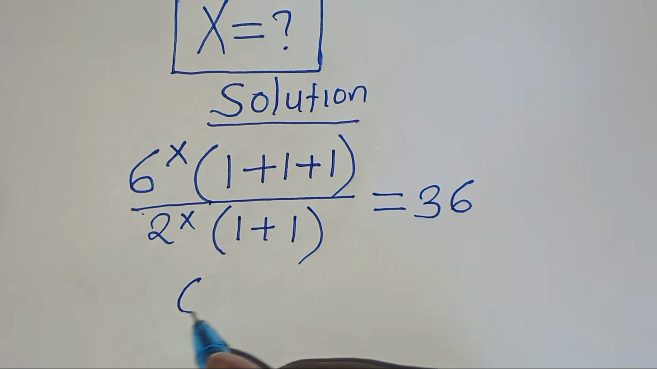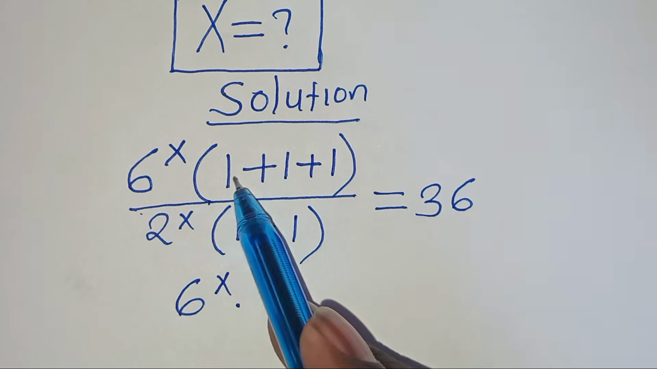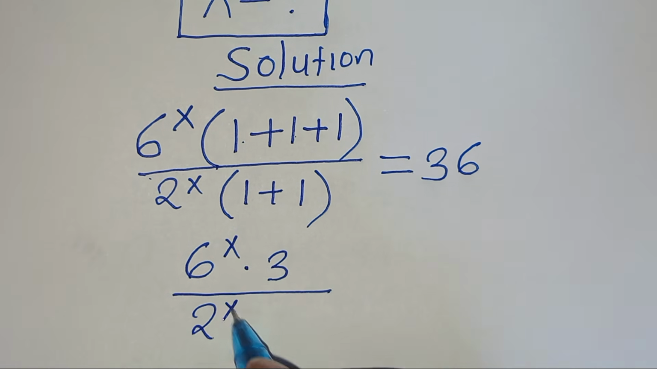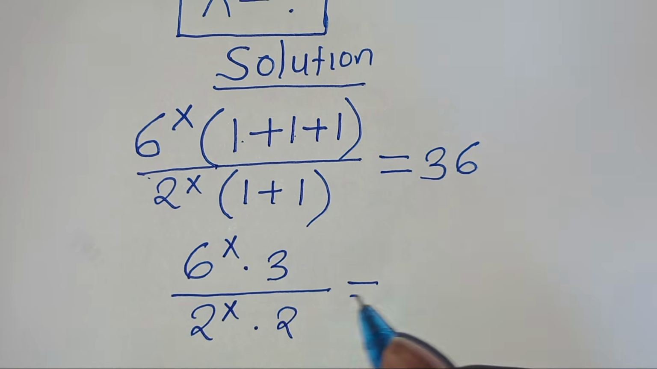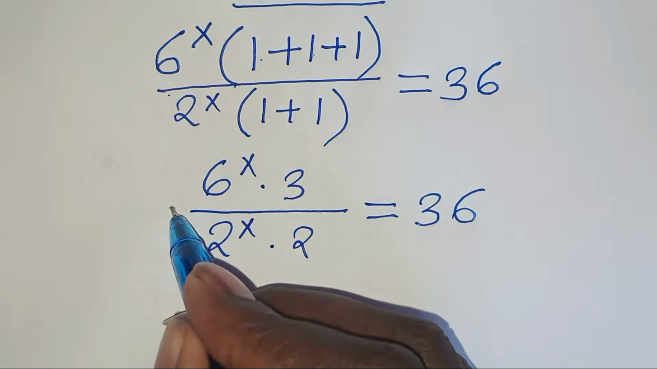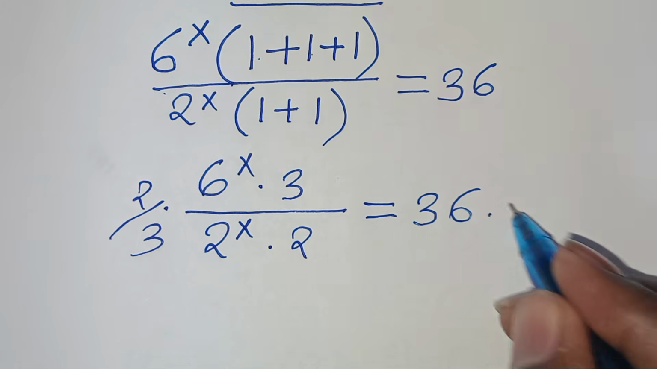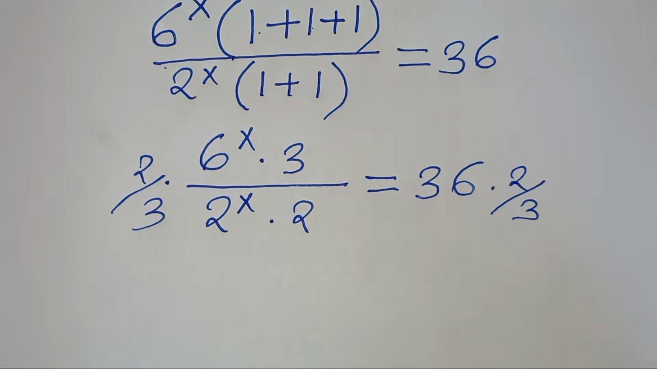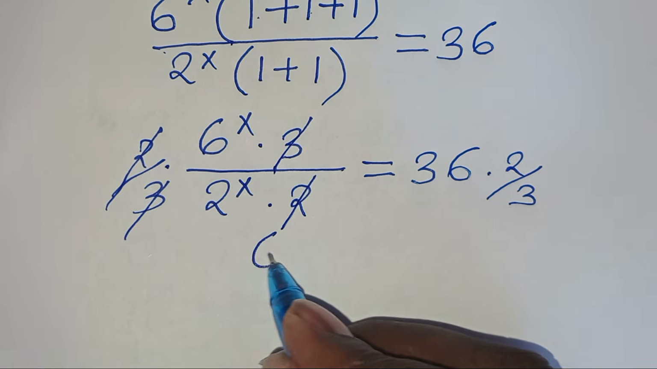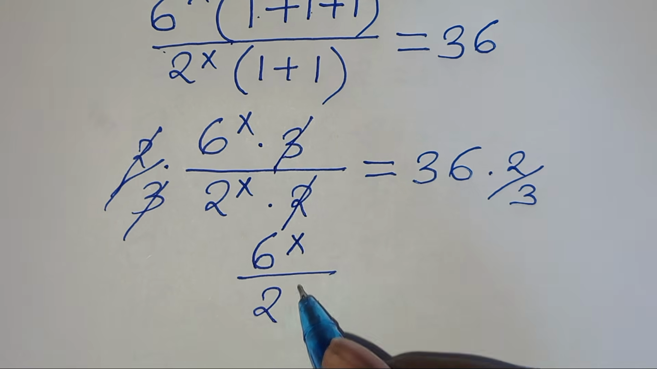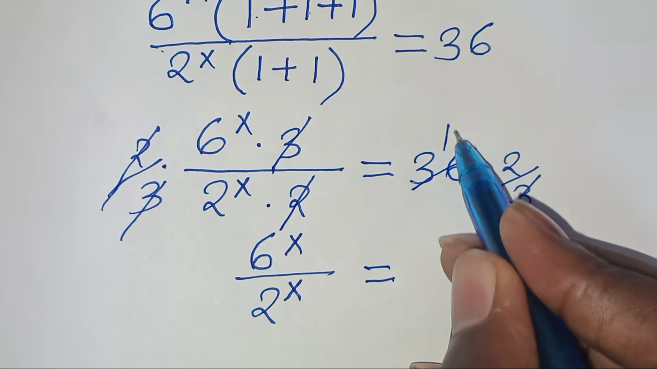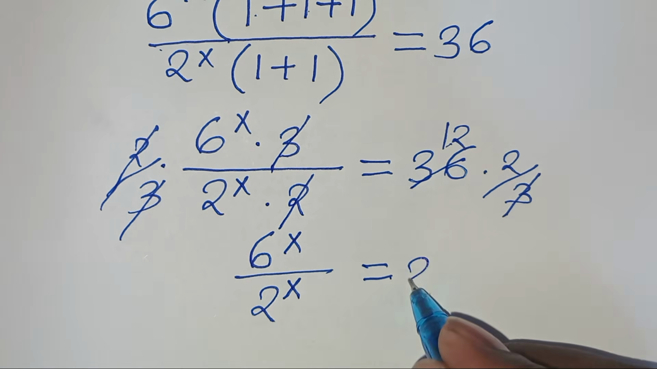So this is 6 to the power of x multiplied by 1 plus 1 plus 1. This is 3, divided by 2 to the power of x times 2. This is equal to 36. The next step is to multiply on both sides by 2 over 3, so that now we eliminate 2 here, and also we eliminate 3. So that we have 6 to the power of x divided by 2 to the power of x equal to 36 divided by 3. This is 12. 12 times 2 is equal to 24.